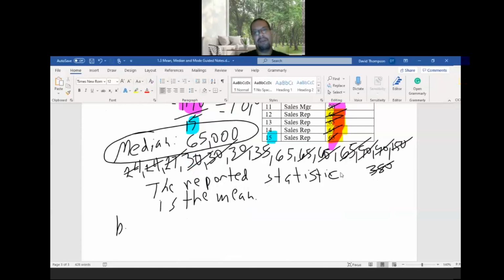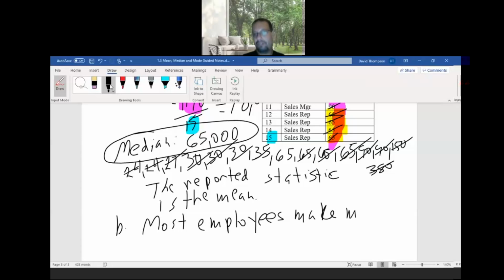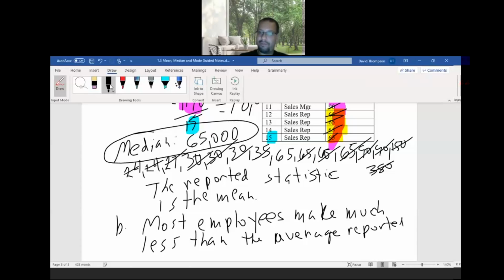So we can say most employees make much less than the average reported wage. So therefore they would be upset. And we're done.